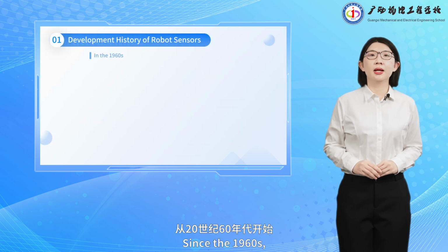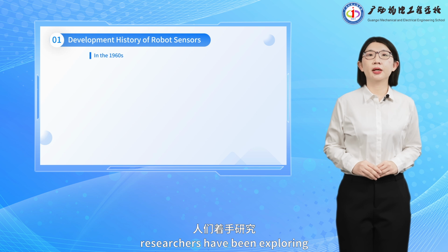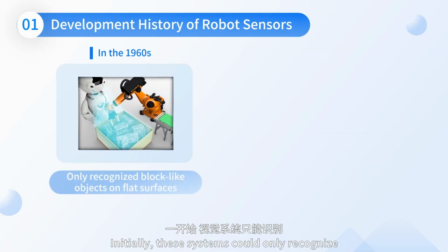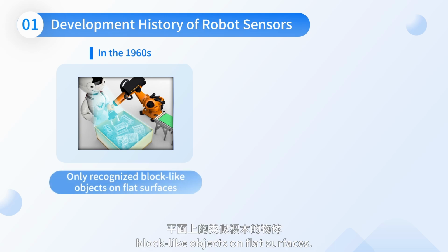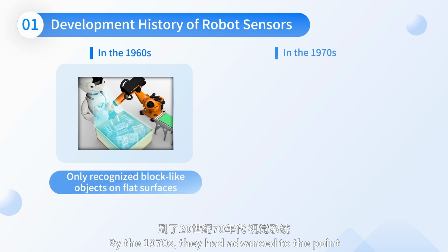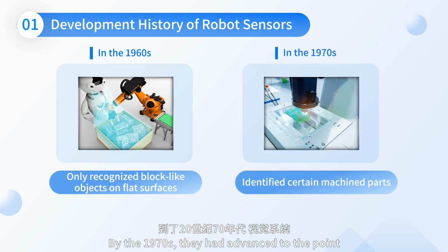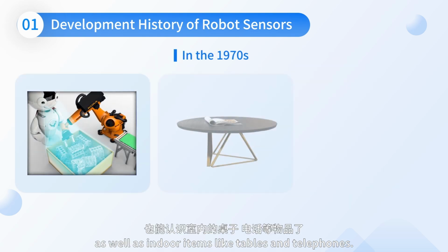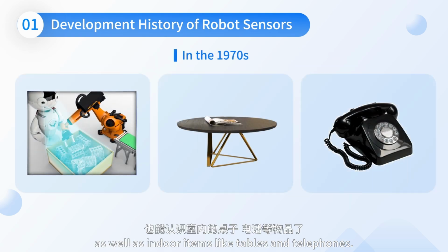Since the 1960s, researchers have been exploring robotic vision systems. Initially, these systems could only recognize block-like objects on flat surfaces. By the 1970s, they had advanced to the point where they could identify certain machined parts as well as indoor items like tables and telephones.